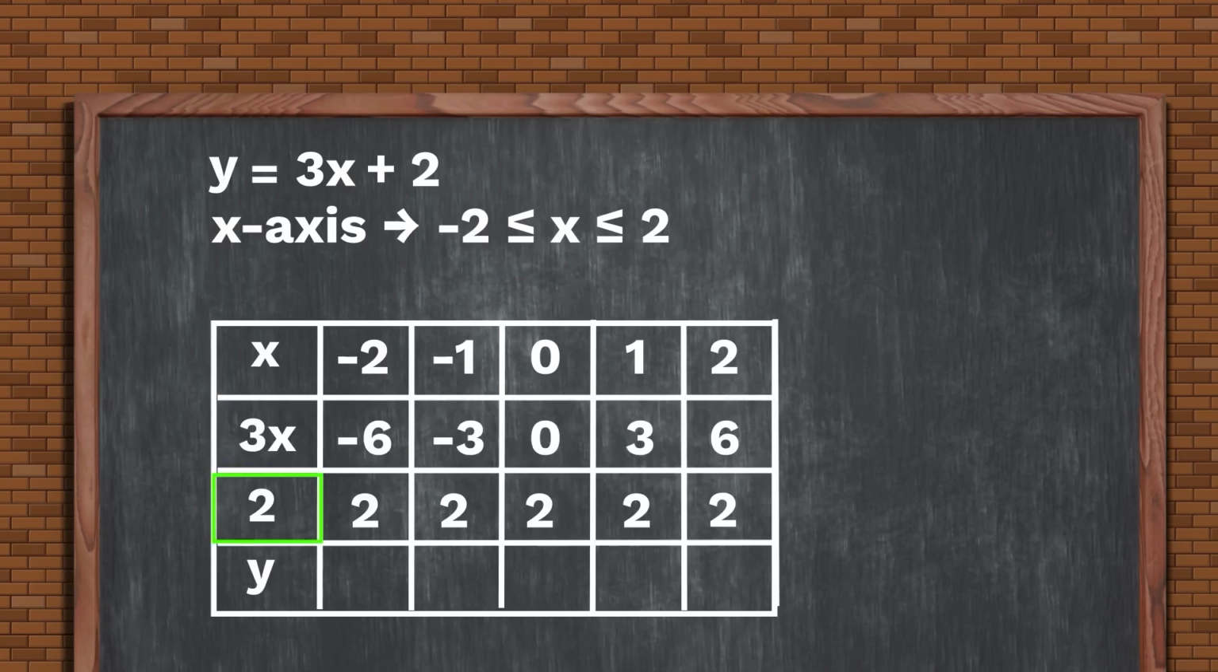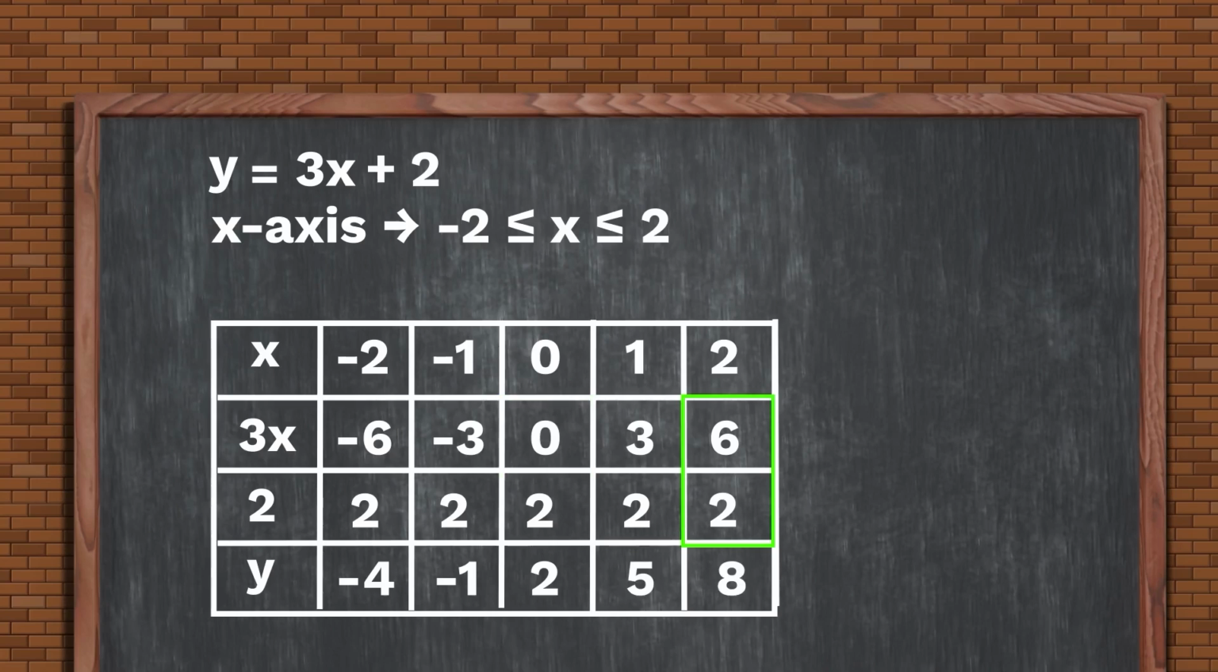Therefore, we have -6 plus 2, which equals -4. -3 plus 2 equals -1. 0 plus 2 equals 2. 3 plus 2 equals 5. And 6 plus 2 equals 8.